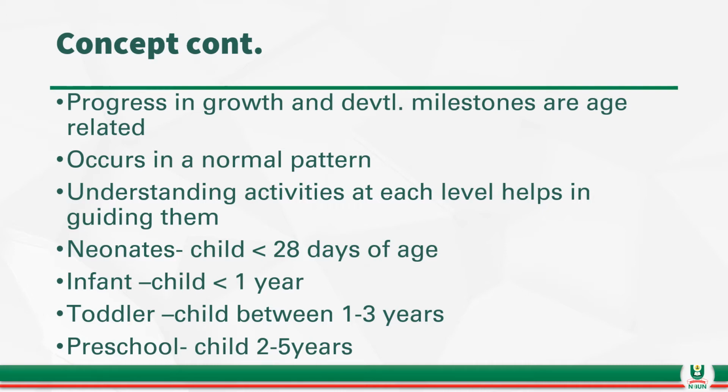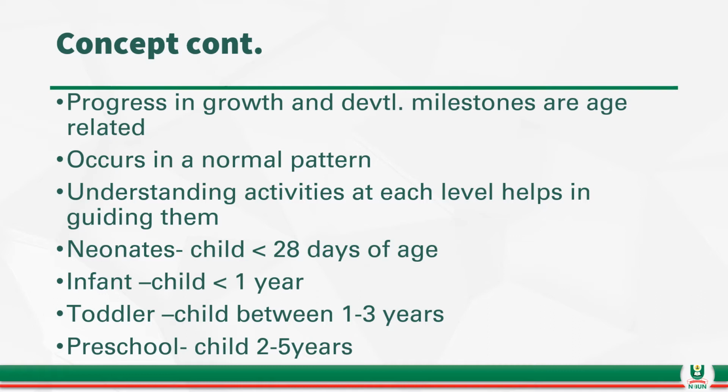But as we continue with the concept, you'll find out that progress in growth and developmental milestones in a child are usually age related, and it occurs in what we call a normal pattern. So when you understand the activities at each of these levels, it helps in guiding children in terms of their thought processes, their ability to use their cognitive functions, their ability to interact, the social functions, and their ability to use their motor functions or the motor skills.